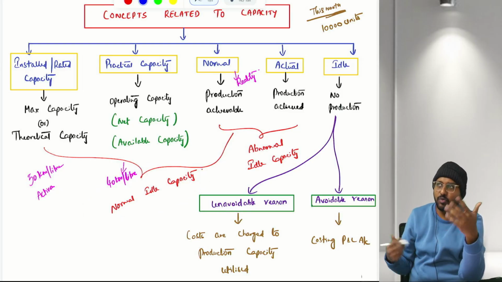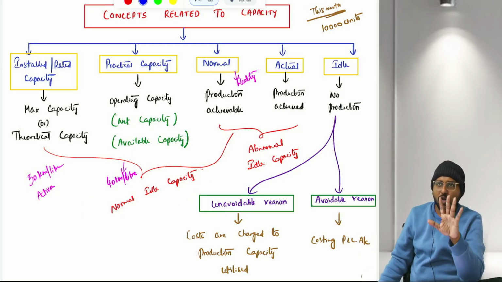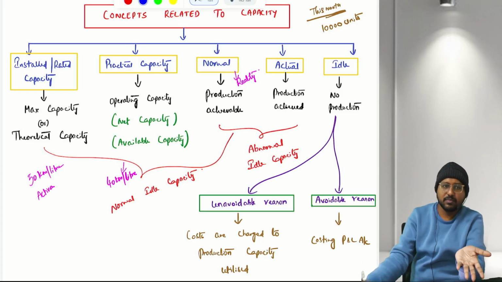So when you get confused, what you have to do is just start thinking. Normal ideal capacity. Normal means what? Usually this is what happens. Usually this is what happens means it is not avoidable. You can't avoid it because this is what happens. When I say this is what happens, you can't avoid it. You get it? Right. Next.